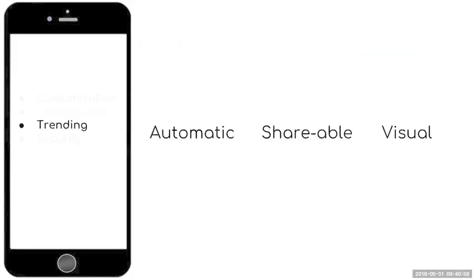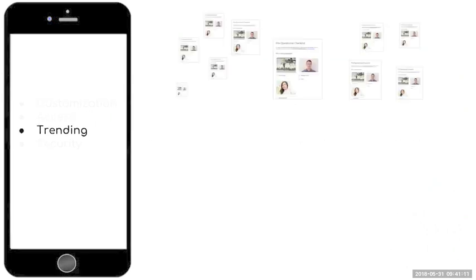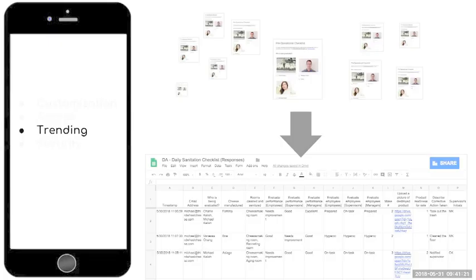Let's move on to trending. So now you're collecting all this data. Well, we want to be able to trend it in a way that's automatic. We want to be able to share that information, and we want it to be visual because that's what makes trending so attractive. Right? So I have these maybe 5, 10, 15, 30, 100 employees that are filling out forms. Where does all that data go? It should only go in one place.